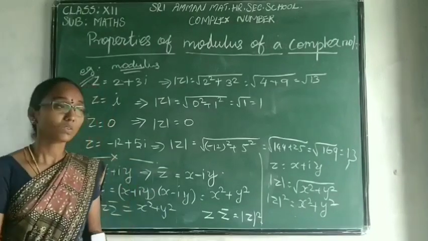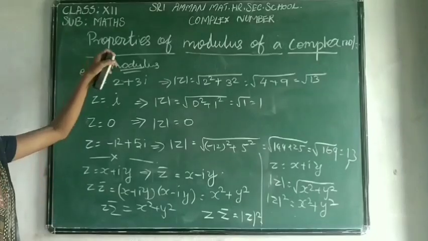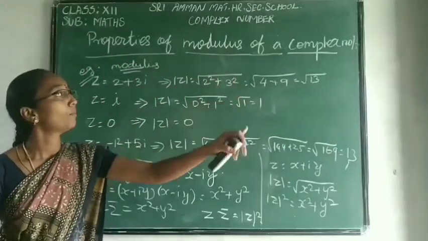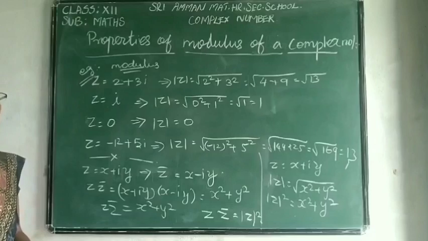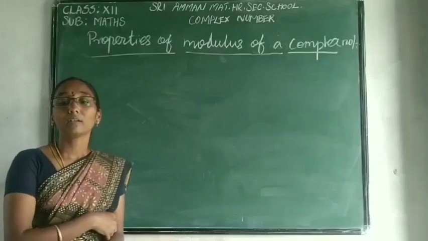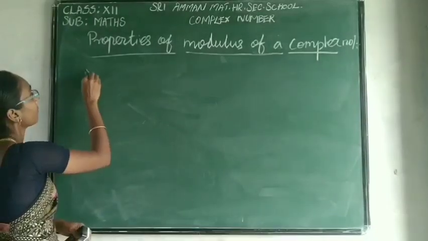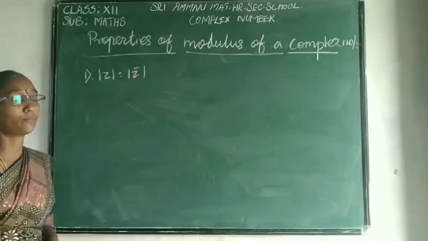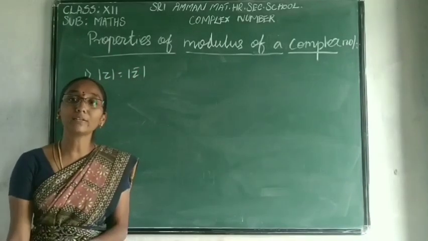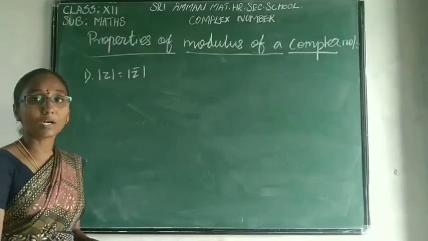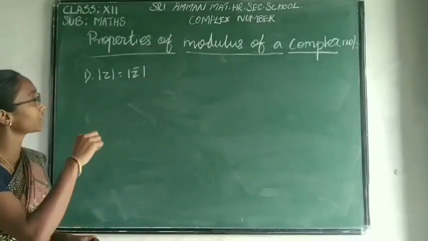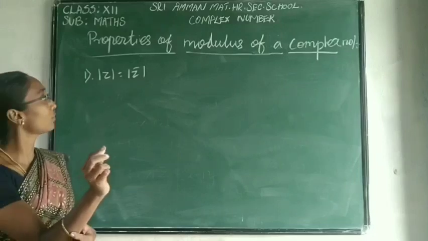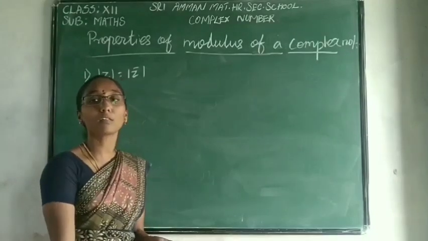Okay. Next we see the properties of the modulus of a complex number. The first property: modulus of z equal to modulus of z bar. I will explain in which way we get that modulus of z and modulus of z bar are equal.